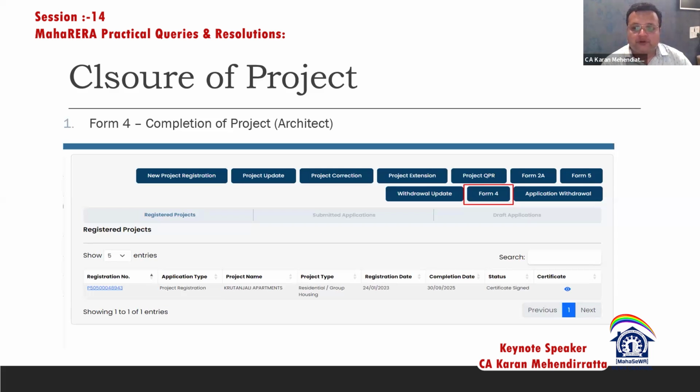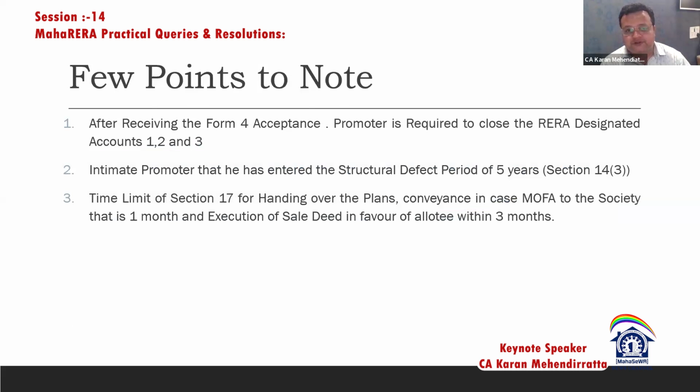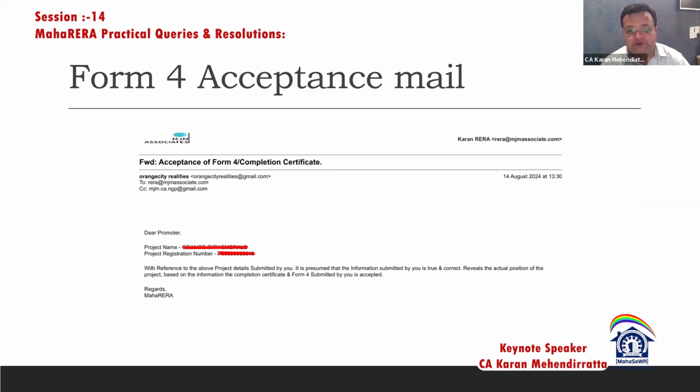Once you upload Form 4 on the web page and have the completion certificate, along with Form 4 you have to submit the occupancy certificate of the local authority to the MahaRERA website, or in case of plotted development you have to submit the completion drawings also. In Nagpur, we get the completion drawings of the layout, so you can submit those drawings also in the completion of project format. Once these are done, you will receive a mail of Form 4 acceptance. This is the mail we usually get once we submit Form 4 on the MahaRERA website. In the next phase, the internal process may have changed, or this process may continue. We will get to know, but these are the automatic mails we get from MahaRERA.